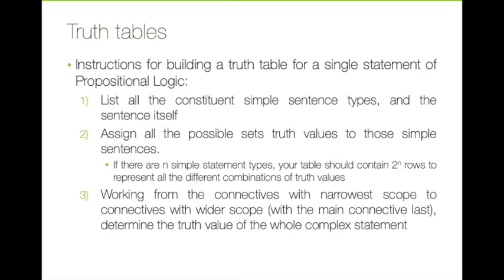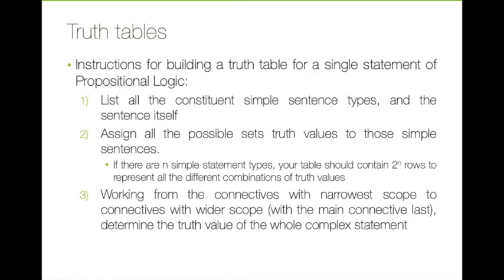Start by listing all the constituent simple sentences and then list the sentence itself. Second step is you have to assign all the possible sets of truth values to the simple sentences. And we'll see there's a straightforward rule to make sure you have all the possible values. If there are n simple statement types, your table needs 2 to the n rows to capture all the different possible valuations.